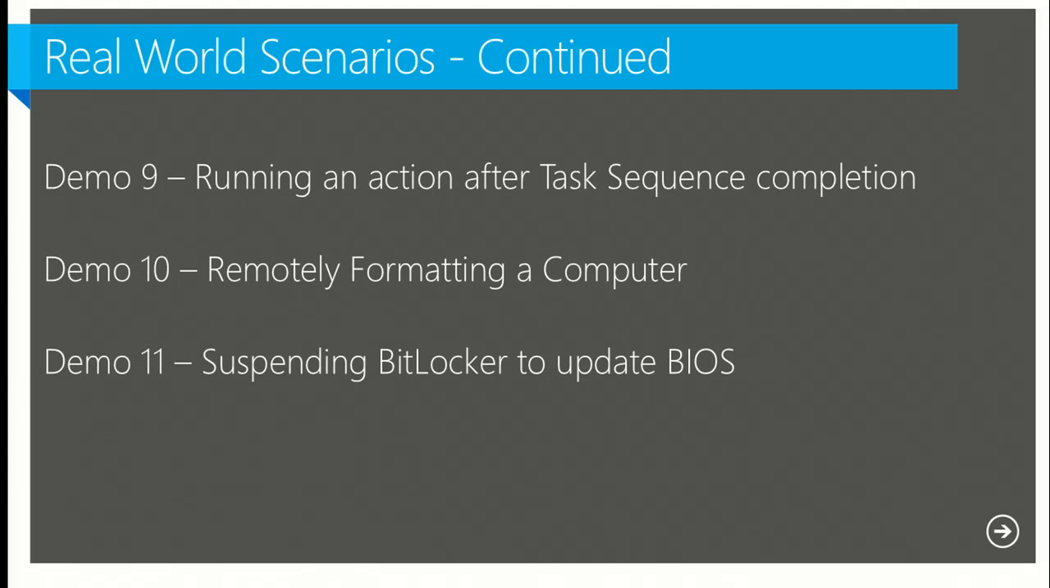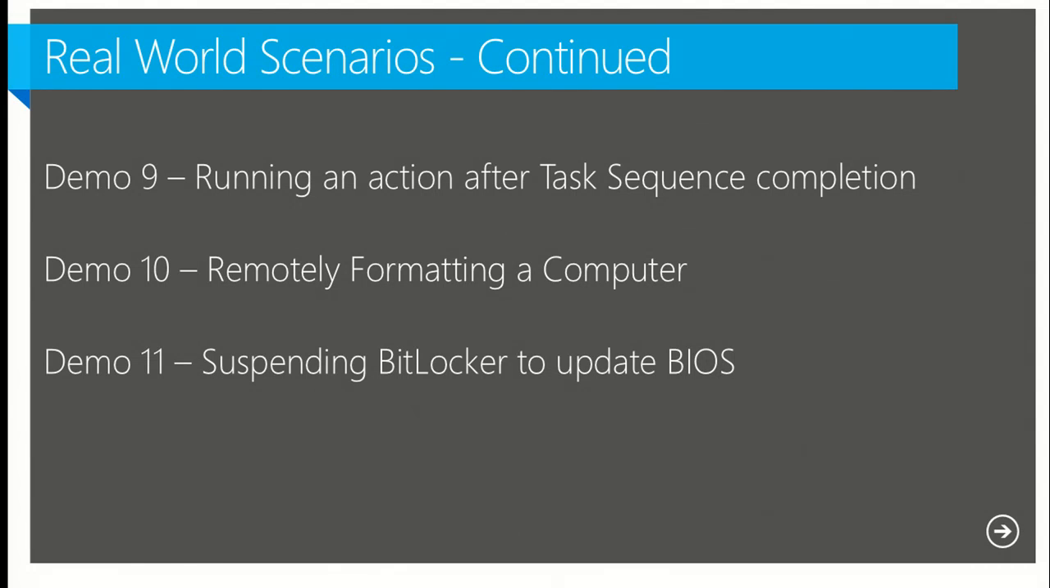Then for Demo 10, I am going to show you what that task sequence looks like that I was describing earlier, where I needed to remotely format all the computers at a location because those locations had been sold. And I'm going to show you some protections that I built in as well, so that if that task sequence were to accidentally get deployed to all systems in a particular state or location that it wasn't supposed to be, you don't end up in almost a disaster recovery type situation. So I'm going to show you some of the protections that I built in for that.